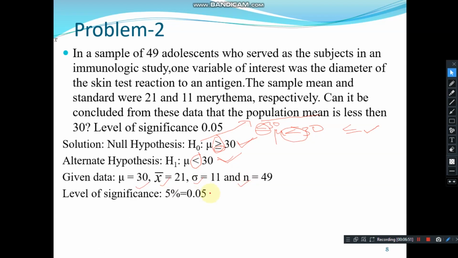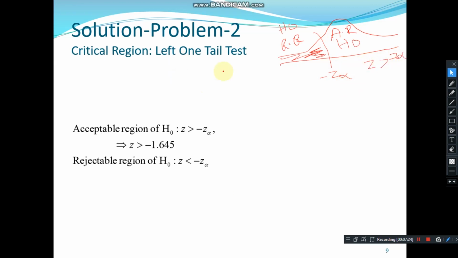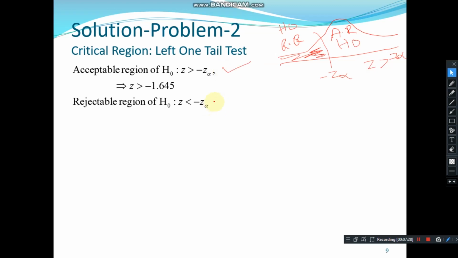See, level of significance 5%, critical region. Because less than 30 relates to the alternate hypothesis, the critical region is a left one-tail test. This is the rejectable region of H naught. Then what is the acceptable region of H naught? The acceptable region of H naught is this, z greater than minus z alpha, and the rejectable region is z less than minus z alpha. You will get minus 1.645.